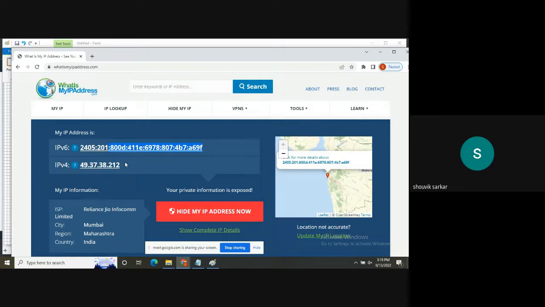IPv4 is actually 32-bit. If you look at this IPv4, there are 4 octets. Each part separated by a dot is called one octet. An octet is an 8-bit binary number. So IPv4 is 32-bit, and the top one, IPv6, is 128-bit.